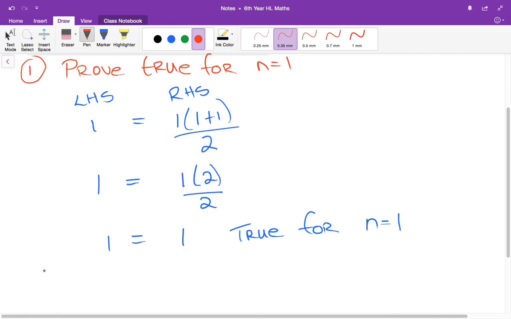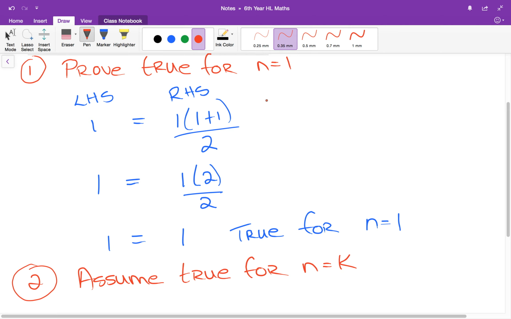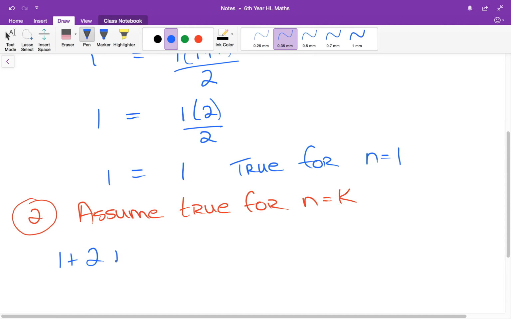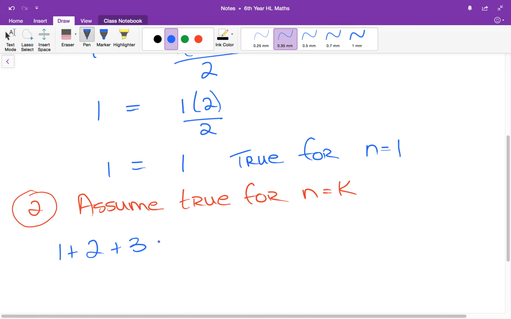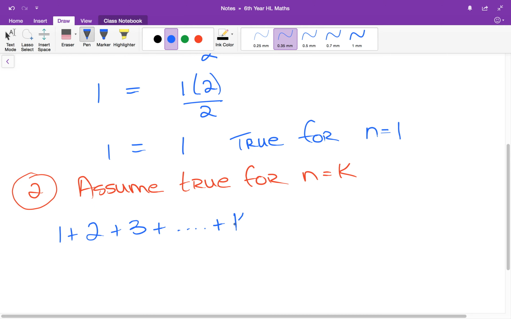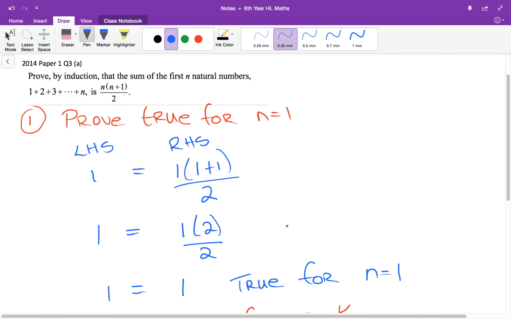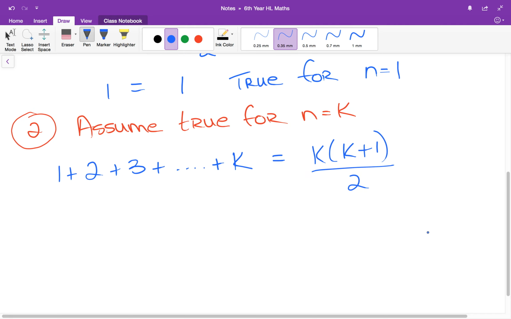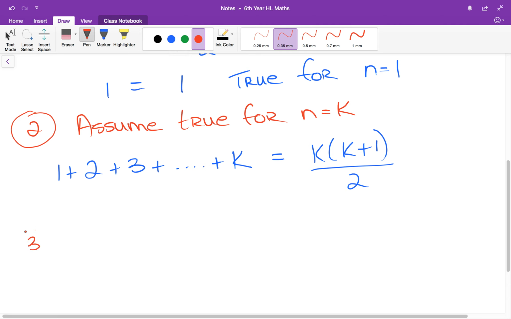for n equals 1. So the second one is the assumption, which is to assume it's true for n equals k. So we have 1 plus 2 plus 3, and then it is at the moment plus n, but we're going to make that a k, and it equals n times n plus 1, which will become k times k plus 1 all over 2. So that's our assumption.